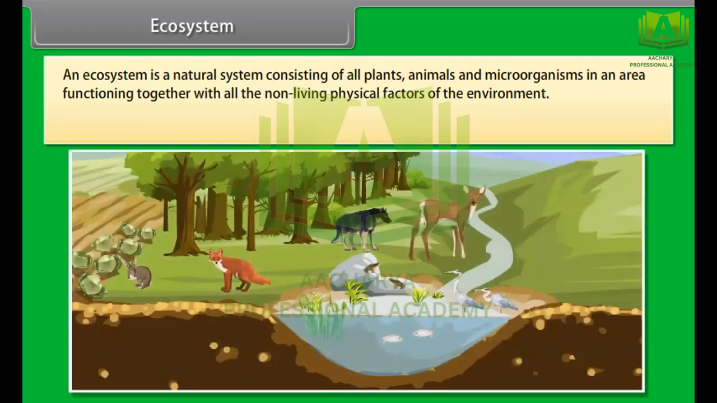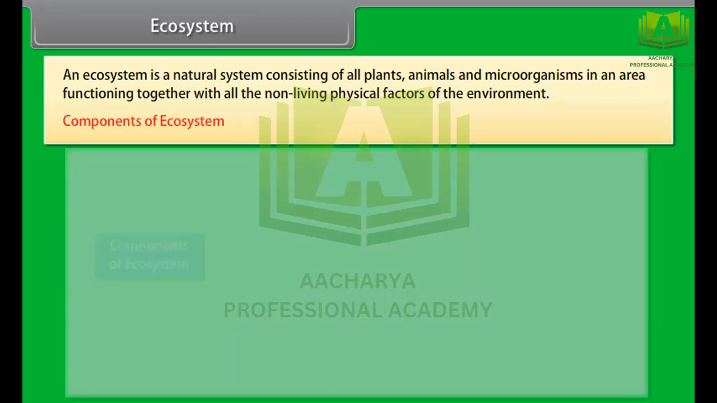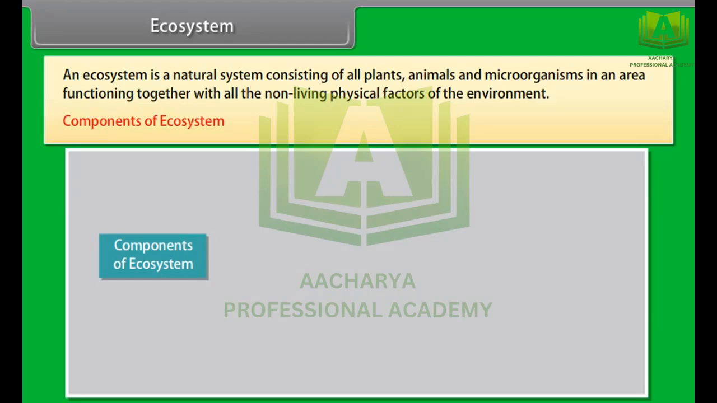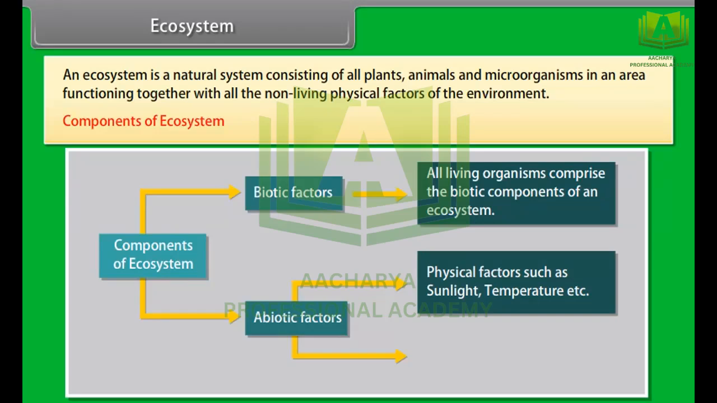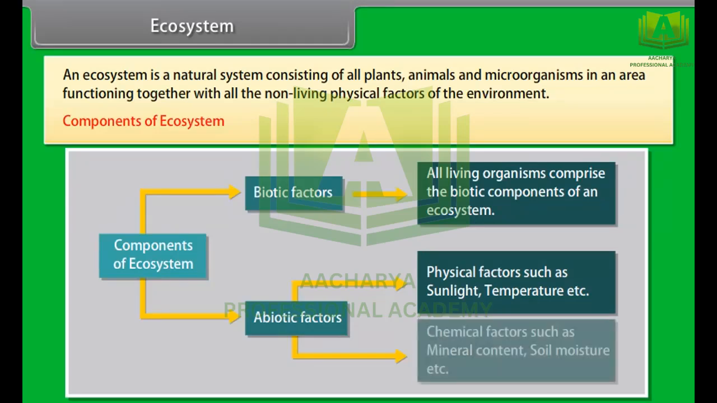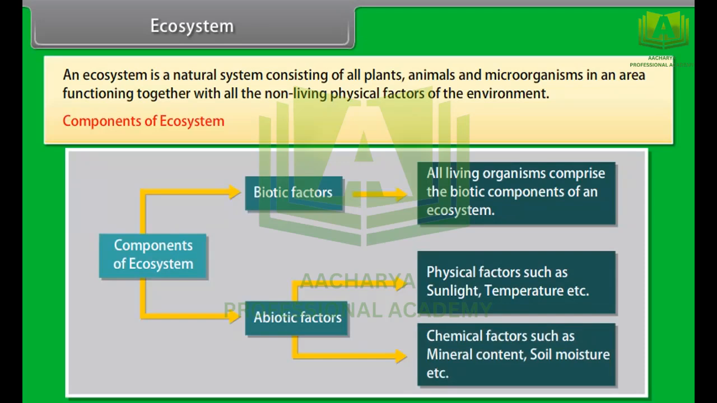Ecosystem. An ecosystem is a natural system consisting of all plants, animals and microorganisms in an area functioning together with all the non-living physical factors of the environment. Components of ecosystem. Ecosystem comprises the following two components. 1. Biotic factors including all living organisms. 2. Abiotic factors that include physical factors such as sunlight, temperature, and chemical factors such as mineral content, soil moisture, etc.